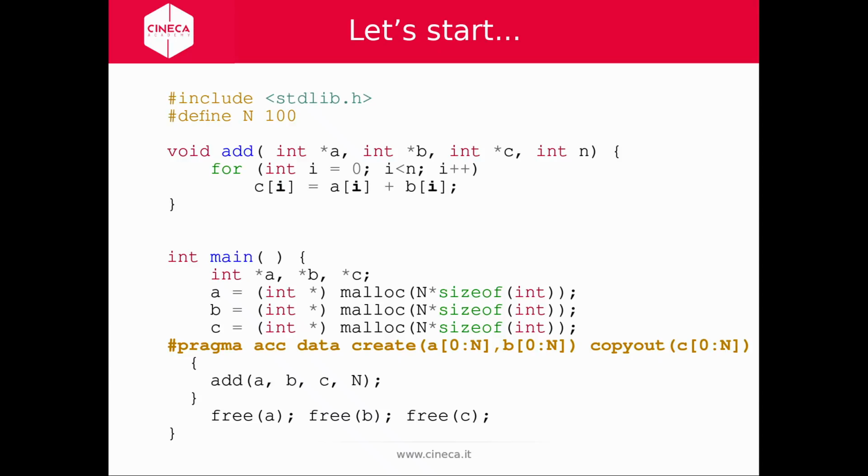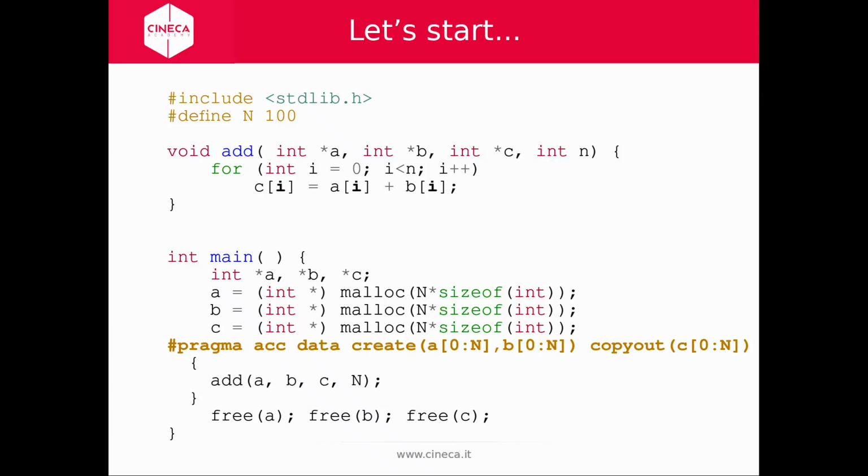Create will create a portion of memory long from 0 to n on the device, and copyout will copy the data from C on the device to our host. Let's understand this a little bit better. What does create do? Create tells the compiler that it should allocate an array and call it A and make it n elements long and do nothing but that.